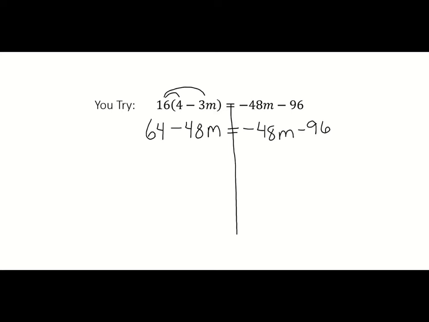So now that I've distributed and there are no like terms to combine on the left or the right, I'm going to get the variables on the same side. So I have negative 48m on the left and negative 48m on the right. So the opposite of a negative 48m would be to add 48m to both sides.